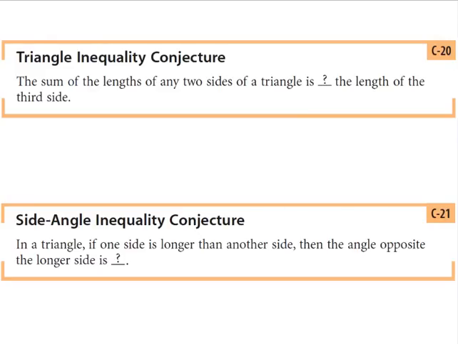And so if you look at this, it says the sum of the lengths of any two sides of a triangle is greater than the length of the third side. Okay, the sum of the lengths of any two sides of a triangle is greater than the length of the third side.